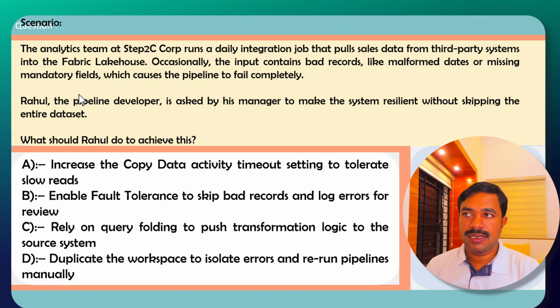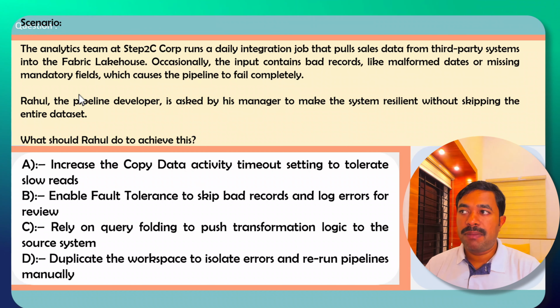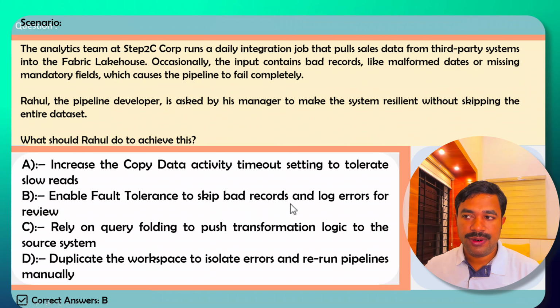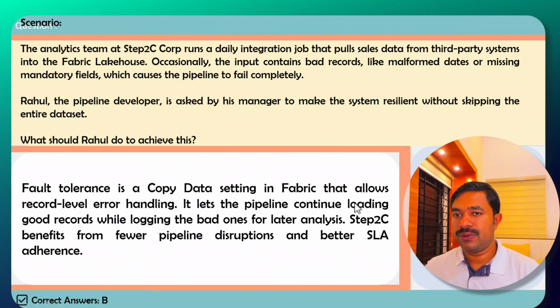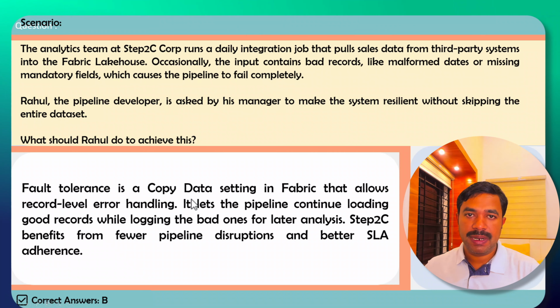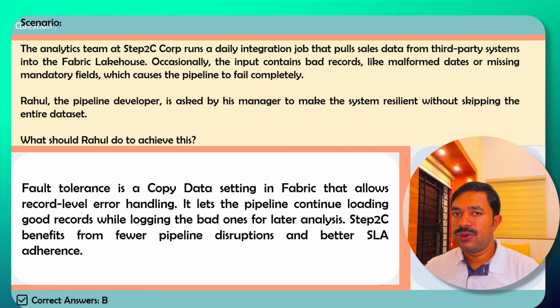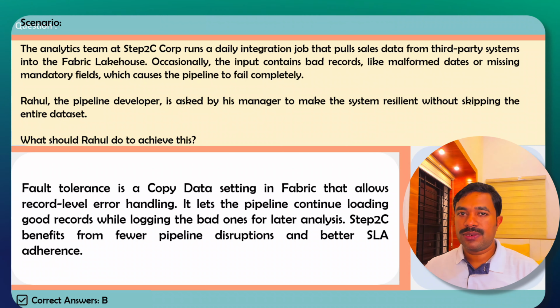So we have a system which copies some data, but the issue is sometimes we might receive malformed dates or missing mandatory fields, which cause the pipeline to fail. So how will you fix this kind of issue? The right answer is enable fault tolerance to skip bad records and log errors for review. By using this option, you could avoid the pipeline failing. It helps us to load good records and skip the bad records. Now let's check few more questions.